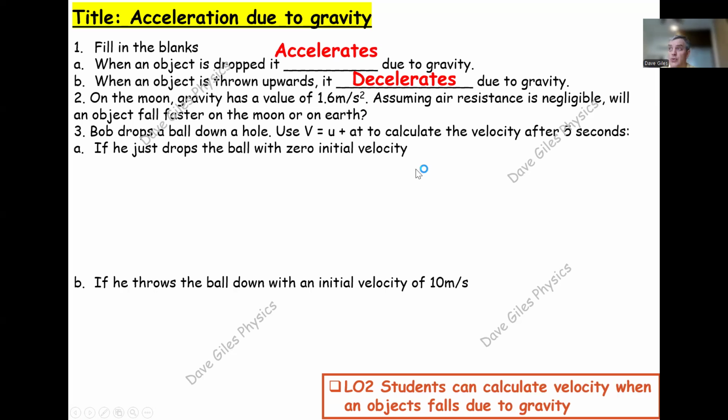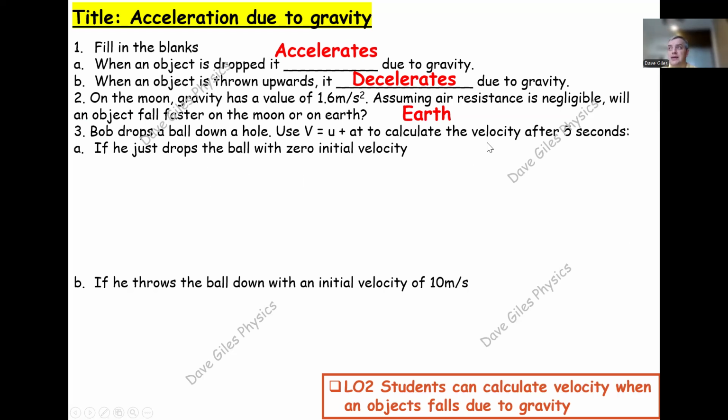Well, a quick reference to that, air resistance is 0 on the moon, but you do get air resistance on Earth. However, in this question, we're saying ignore air resistance. So it's going to fall faster on Earth because the value of gravity, or gravitational acceleration, is about 6 times higher on Earth. Bob drops a ball down a hole.